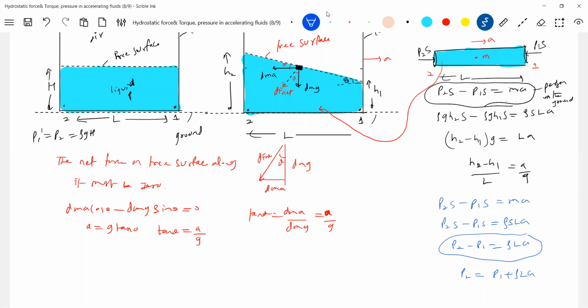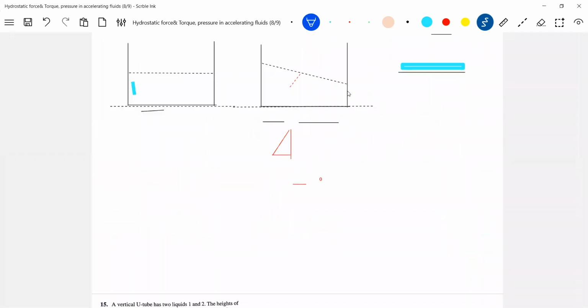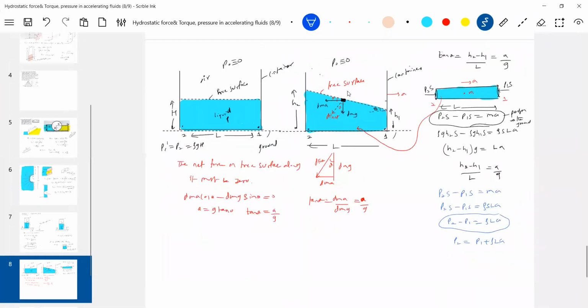If a container accelerates, what will happen to pressure on a horizontal line? It will be different at different points. Earlier the pressure at 1 and 2 was equal; now what will happen to pressure at 1 and 2? It is different. How can you say that? You can look at pressure at 2: is it greater than pressure at 1? Yes, it is. So we can call this a gauge pressure, rho L a, instead of rho g h.